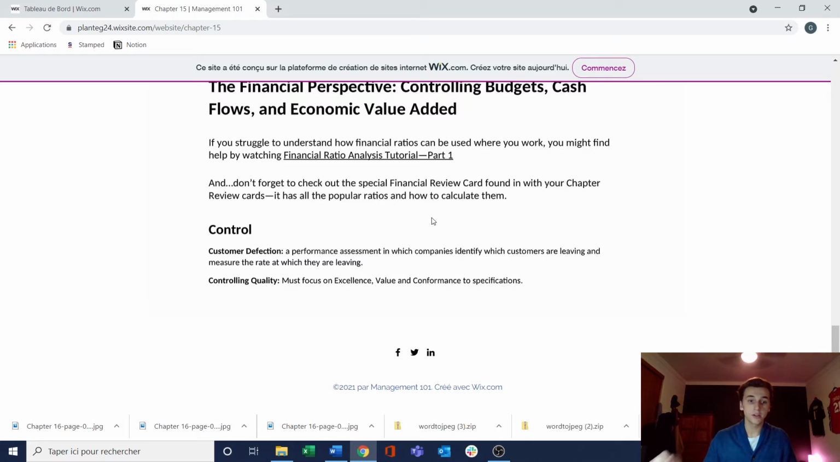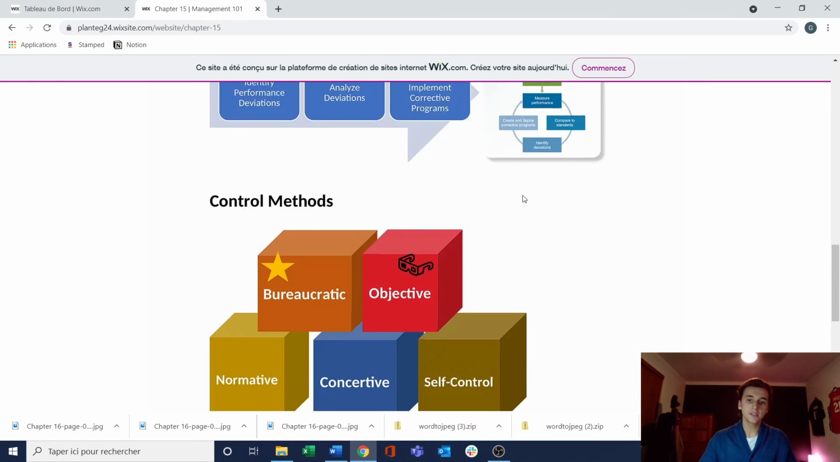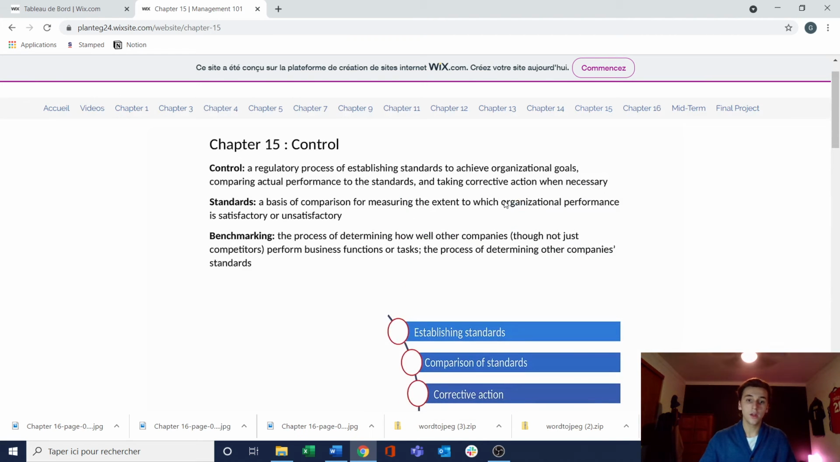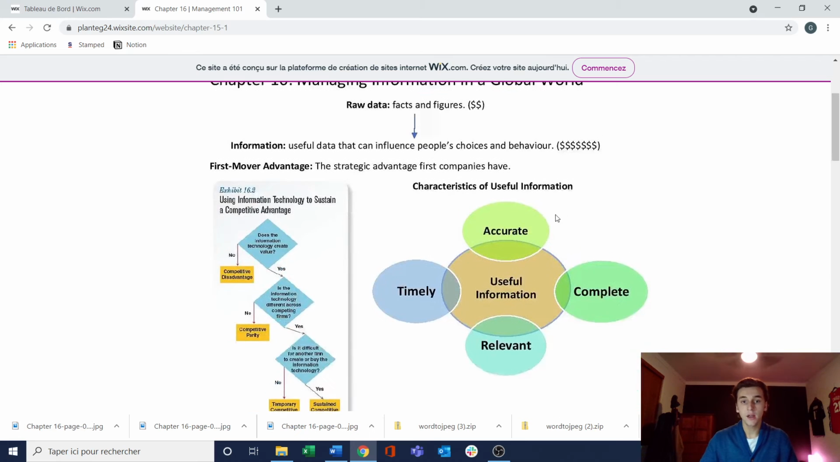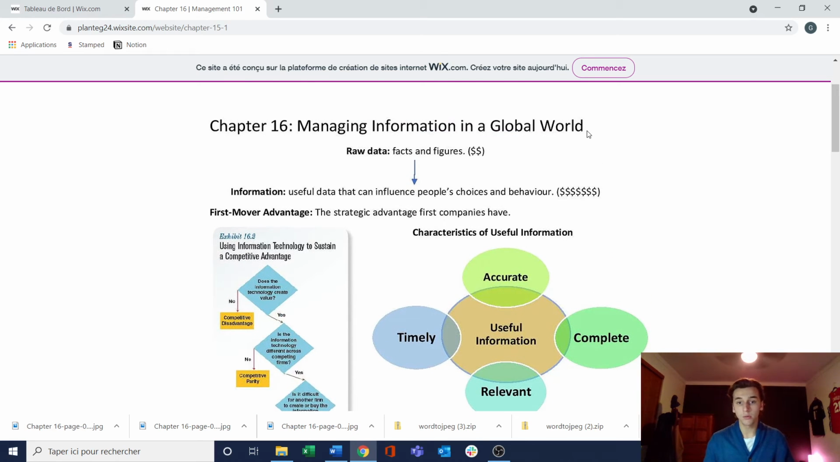Next, for the control, there's the customer defection. It is a performance assessment in which companies identify which customers are leaving and measure the rate at which they are leaving. And controlling quality, you must focus on excellence, value, and conformance to specification if you want to have great quality. So this is how you can keep control in the management part of the business. And now, finally, for chapter 16, managing information in a global world.